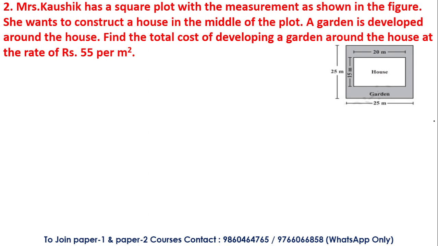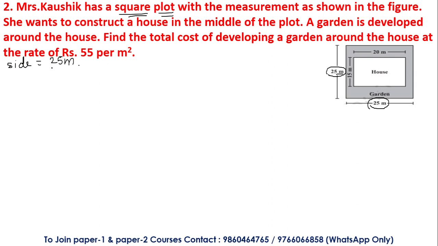So what is given here? The side of the square plot is given, now look at the figure, this is the side of the square plot. So the plot is in a square shape. The plot is in the square shape and the sides of the square are equal, we know, and it is given in the figure that the side is equal to 25 meters, right? So I'll write here, side of the plot is equal to 25 meters.